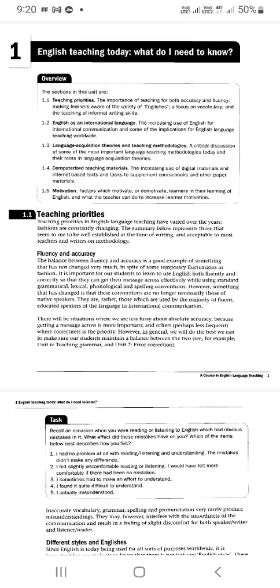1.1 Teaching priorities. Teaching priorities in English language teaching have varied over the years. Fashions are constantly changing. The summary below represents those that seem to me to be well established at the time of writing and acceptable to most teachers and writers on methodology.